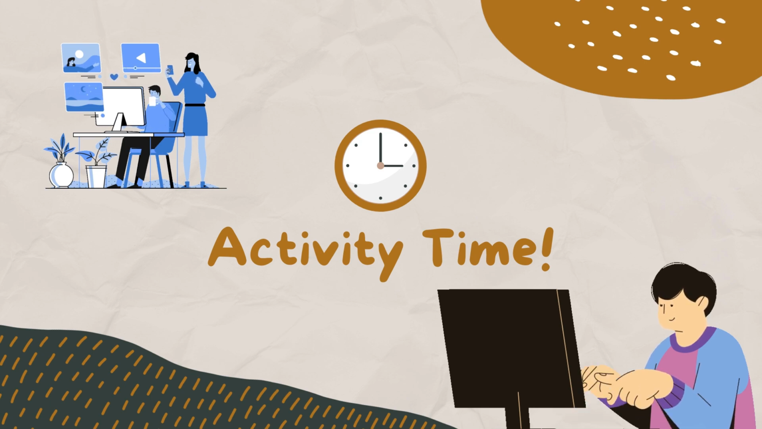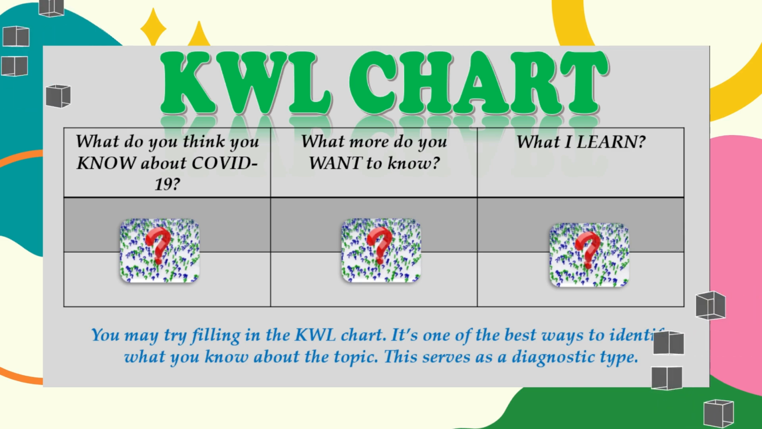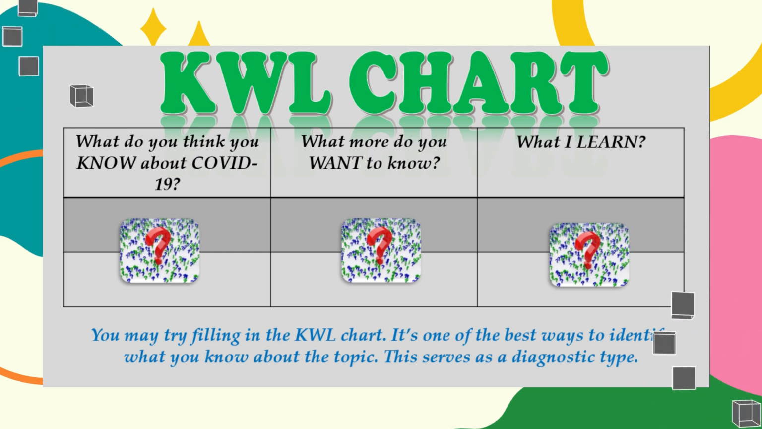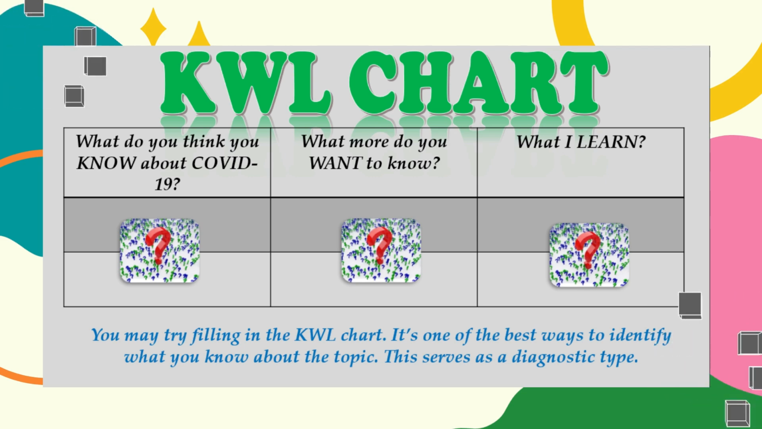Let's try the KWL chart, which means what I know, what I want to know, and what I learned. So for example, our article is about COVID-19. So the teacher, or if I will be asking, what do you think or what do you know about COVID-19? You just have to fill this in. And what do you want to know more? And after reading the story, you will have what I learned. This is an example of an organizer.